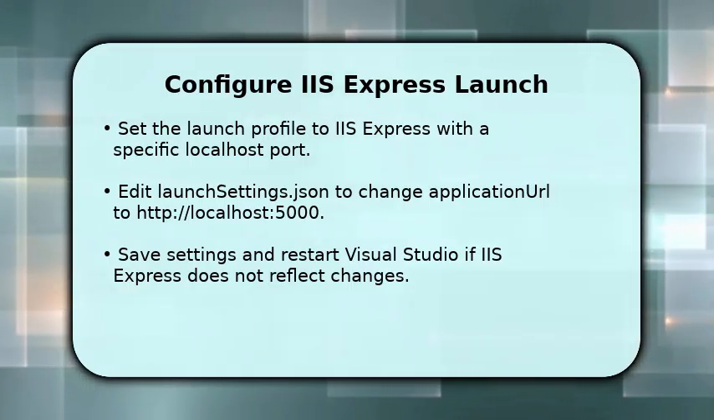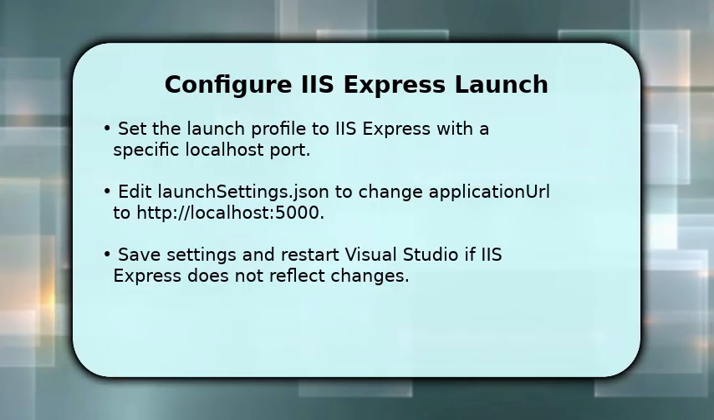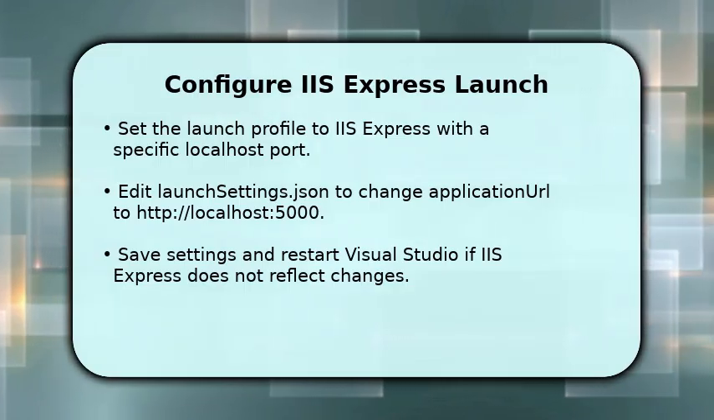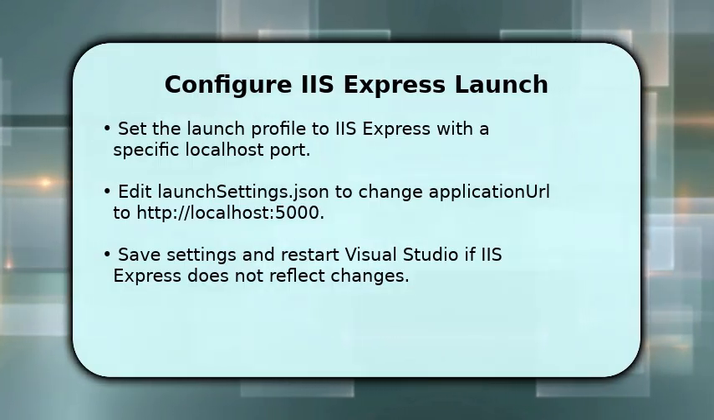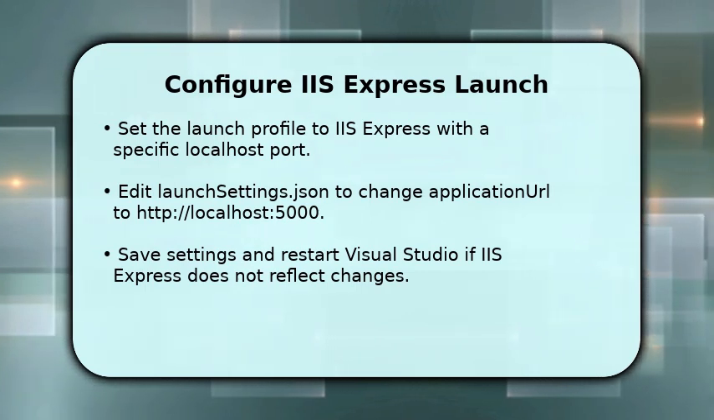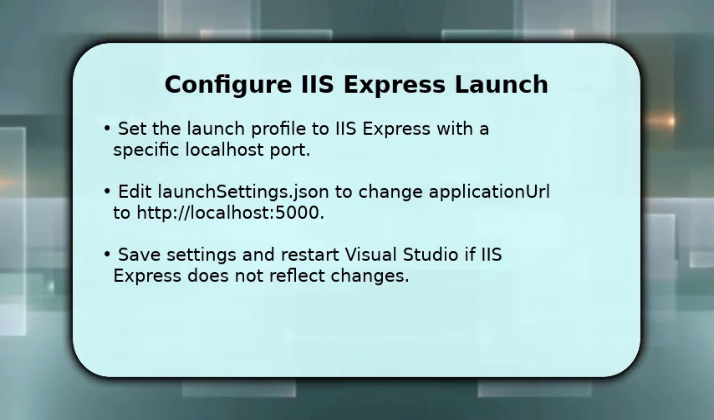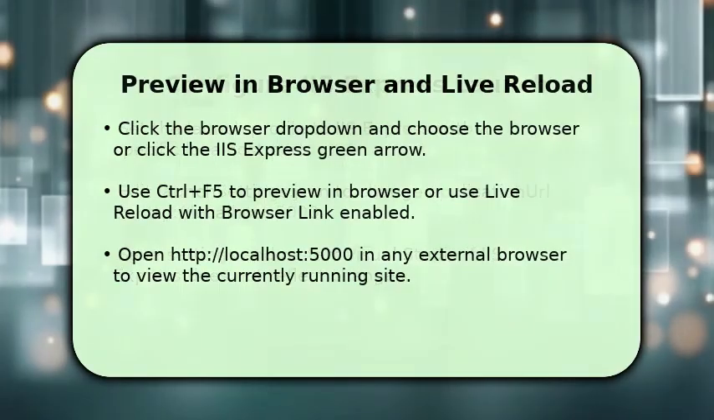Edit launchSettings.json directly to adjust application URL and environment variables when necessary. Save. Choose the browser from Visual Studio's toolbar dropdown, then click the green IIS Express arrow to launch.